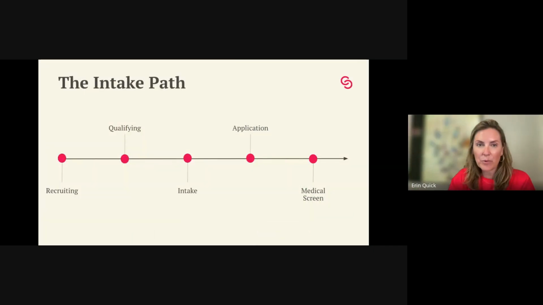Okay, cool. So we'll cruise through these. So the intake path, just to make sure we're all on the same page, your agency might not divide these into 5 steps. I know some of these are conflated, but typically there's some kind of a recruiting process up front, whether that is paid ads, which we're going to talk a lot about, or whether that's a referral network. And then there's some qualifying piece, some intake piece, usually a longer form application, and then medical screen. So today, the majority of the presentation is going to focus on these steps in intake.